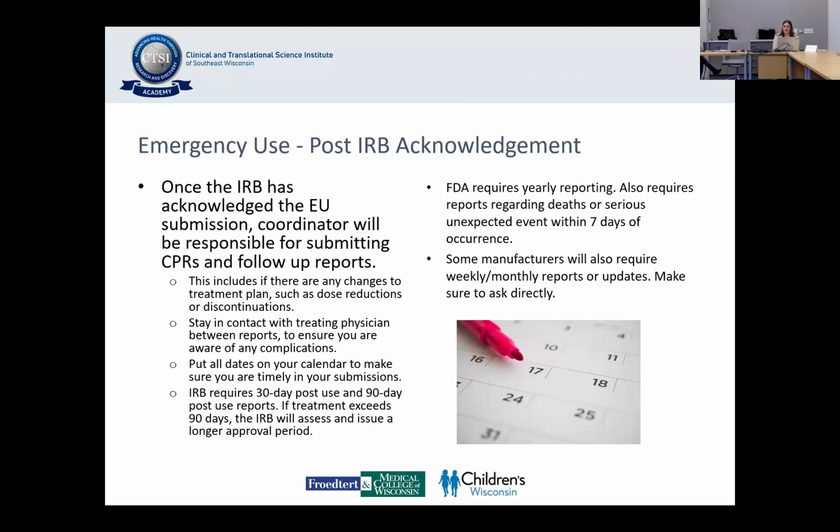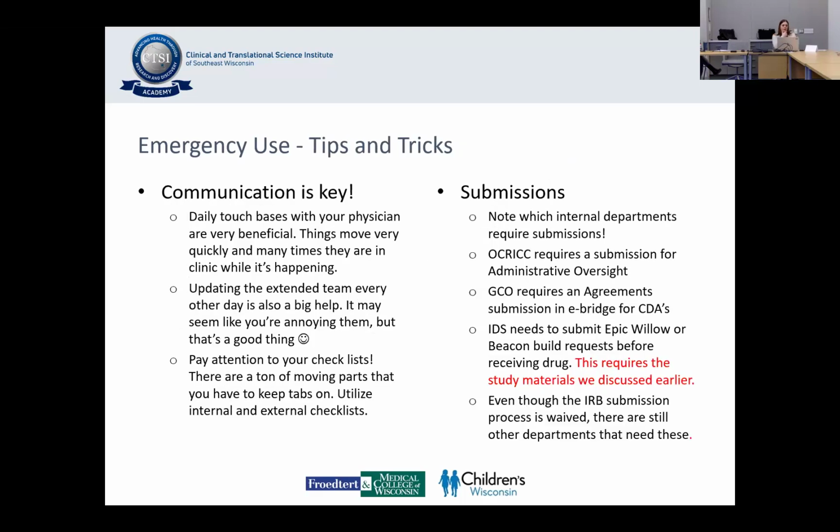The FDA only requires yearly reporting. Obviously, they also require reports for deaths or serious unexpected adverse events within 7 days of the occurrence. And then some manufacturers will also require monthly or weekly reports or updates. So just make sure in the process that you ask kind of directly what the manufacturer is looking for on reporting so that you are able to provide that to them as well.